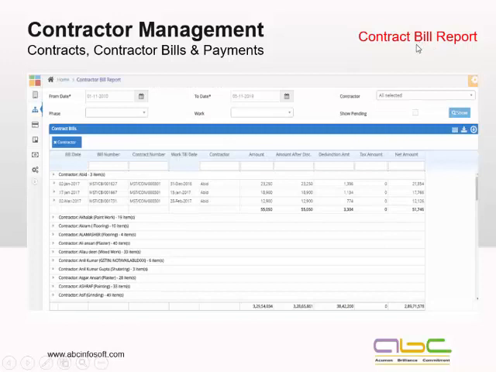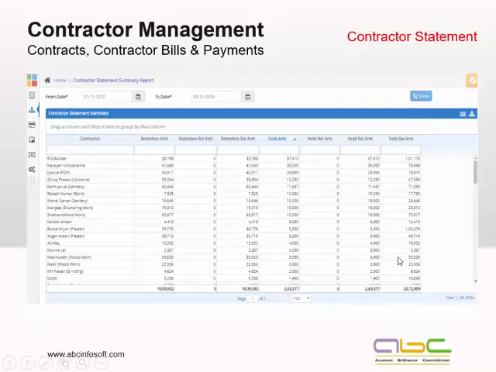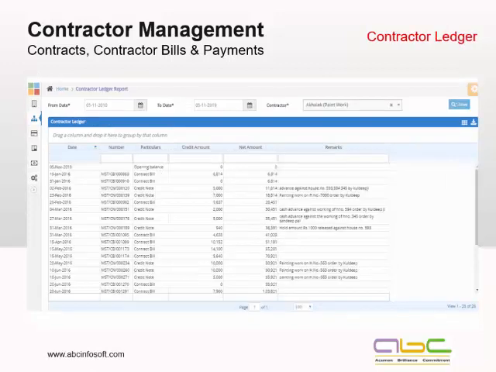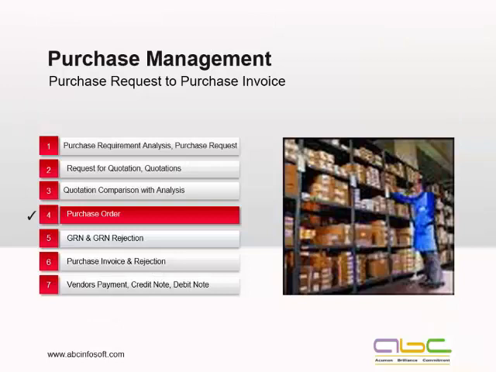Contractor bill reports. You can find out for a particular contractor, for a particular contract, how many bills generated, what was the status, amount before deduction, after deduction, tax amount, net amount. Contractor statements for any contractor, hold, retention amount, contractor's ledgers, all debit credit entries, when was the bill generated, when was the credit note generated, when was the payment made. So that was all about the contract.